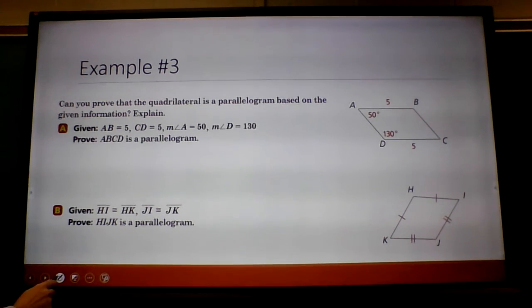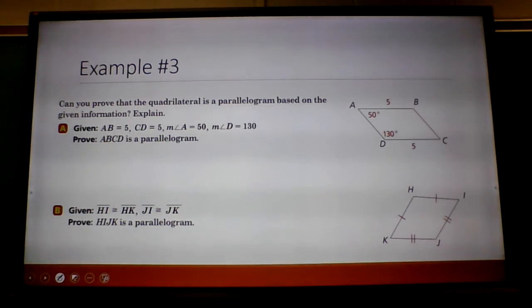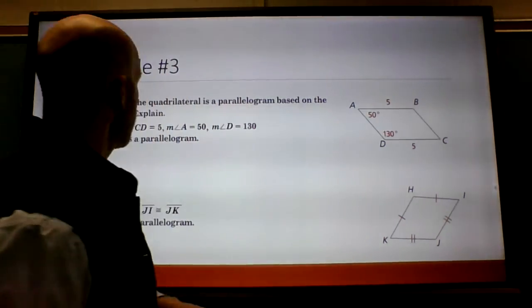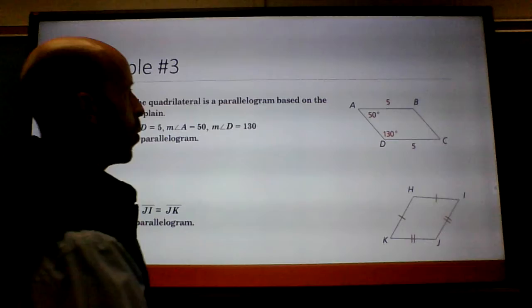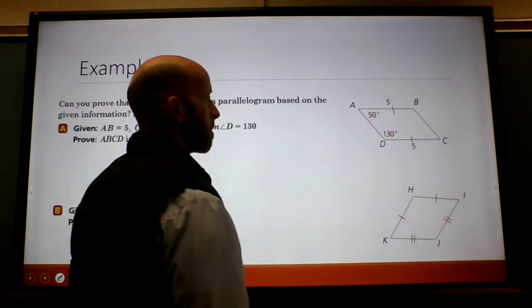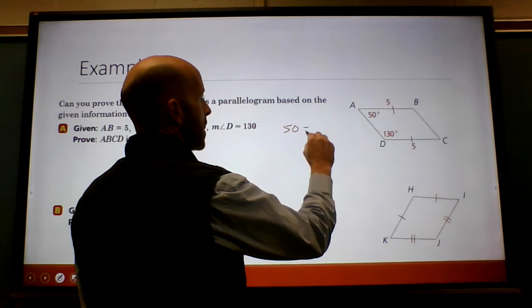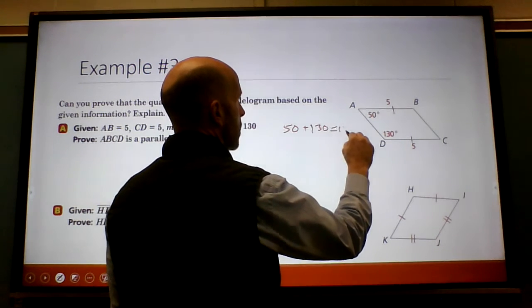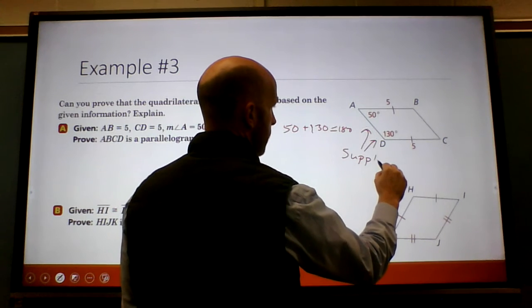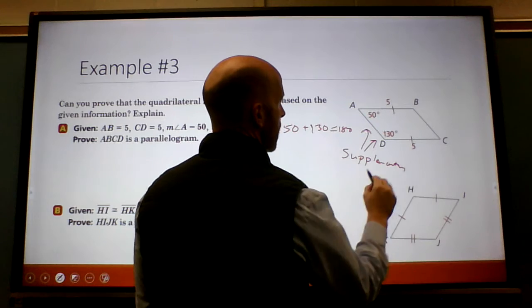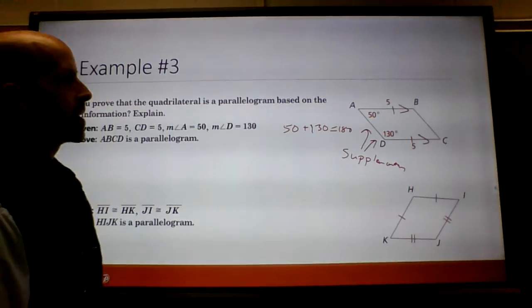All right, example number 3. Can you prove that the quadrilateral is a parallelogram based on the given information? So we've got two parts here. This first one says that this side is 5 and this side is 5, and it's also given that this angle is 50 and that one is 130. Well, we've got one side congruent to one side. Oh, and we should note that 50 plus 130 is equal to 180. So these two angles are what we call supplementary. And if they're supplementary, then that means that this side's parallel to this side.